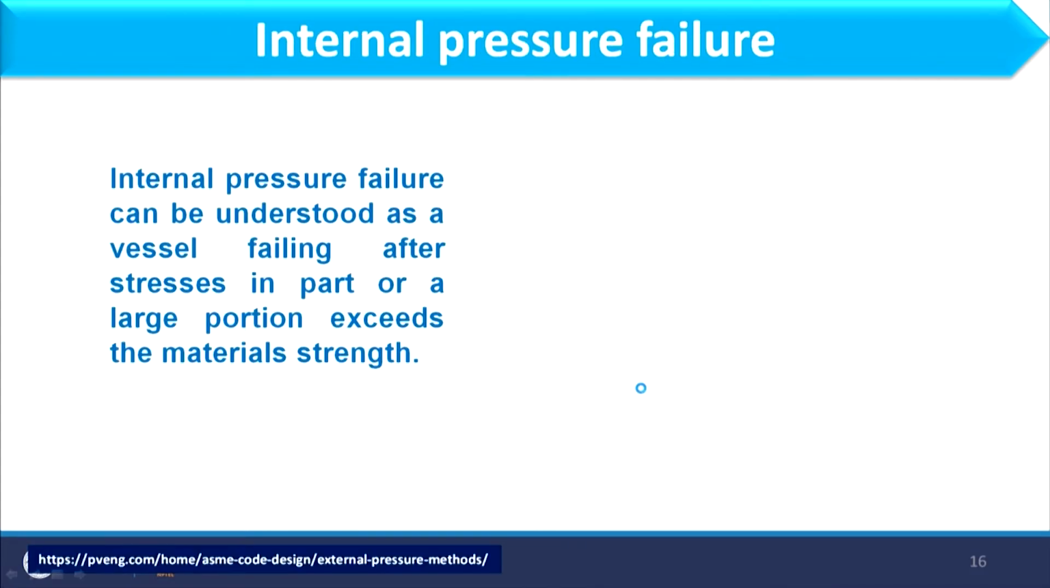Now, in this slide we will discuss internal pressure failure, and how it occurs. That can be understood as the vessel failing after stresses in part or a large portion exceed the material strength. Whatever stresses are generated, if they exceed the strength of the material, then failure will occur.